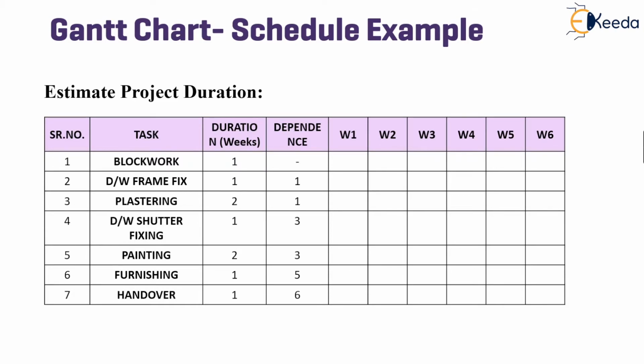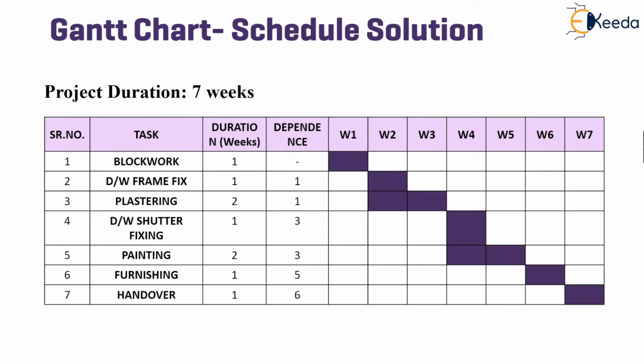Let us now consider a simple example to schedule a Gantt chart. The question is to estimate the project duration for the following finishing work, which includes block work, fixing of door window frame, plastering, then fixing of shuttering for the doors and windows, painting, furnishing, and handing over to the client. The duration for each of the activities is mentioned and it has dependencies. Hence, because it is not all finish to start relationship, adding up all the durations will not give the correct answer. Let us see how we can prepare a Gantt chart for this example.